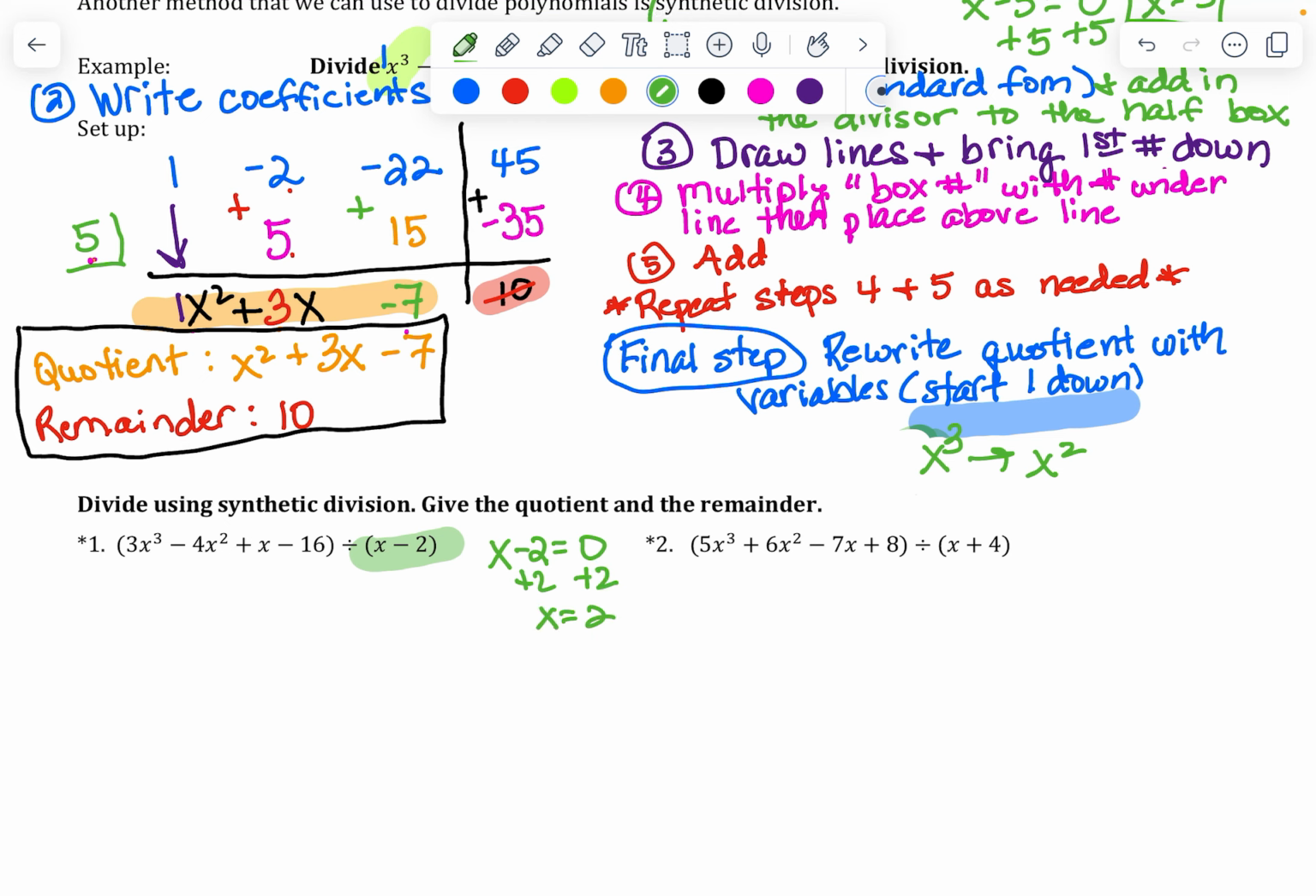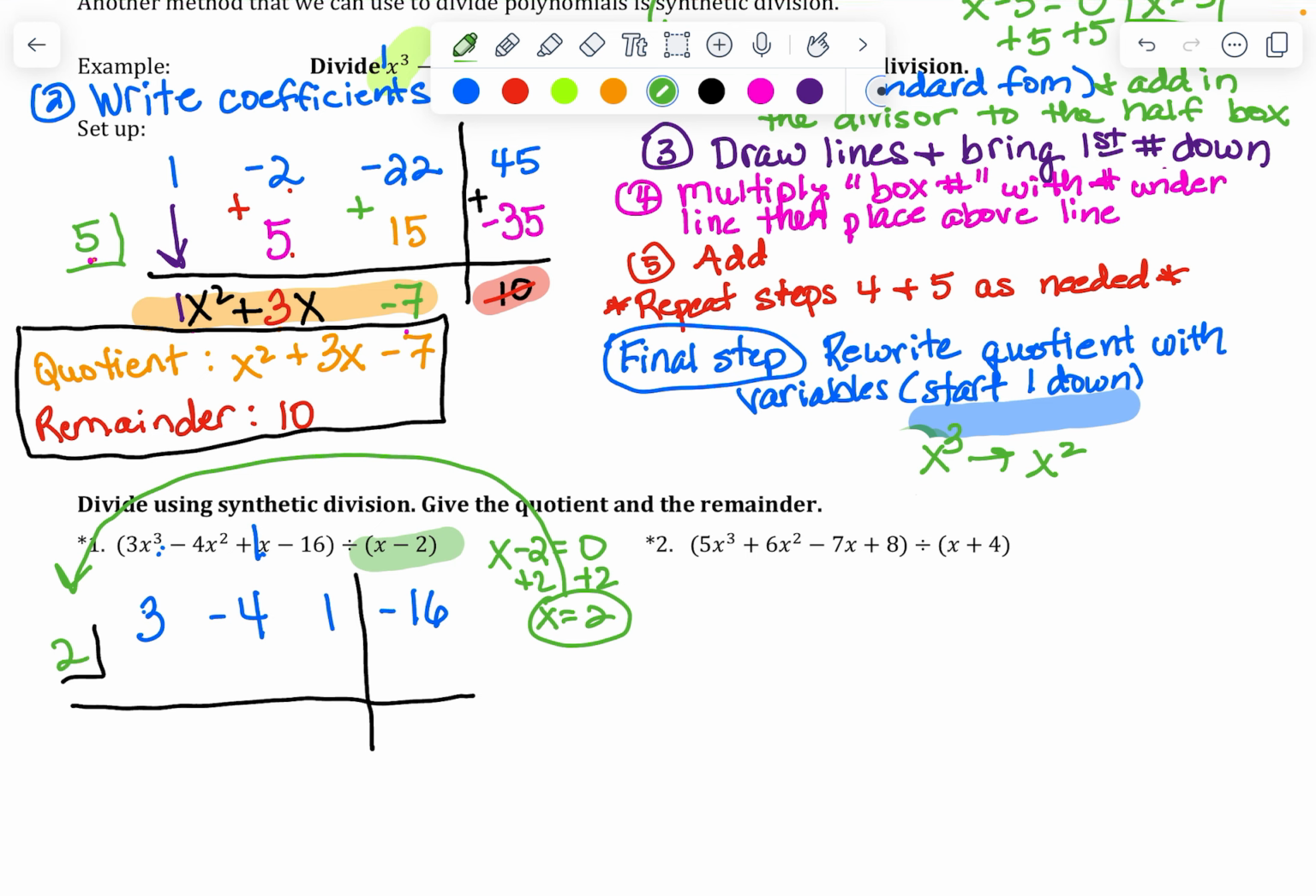Now I'm going to write my coefficients. Make sure they're in descending order: 3, 2, 1 number. So I have a 3, a negative 4, a 1, and negative 16. I'm going to go ahead and draw my lines. I'm going to draw my half box. Inside that half box goes this 2 that we got from right here.